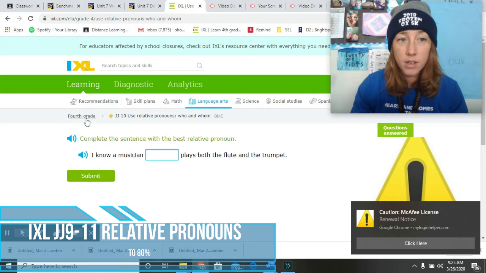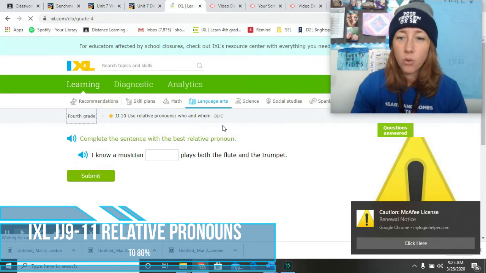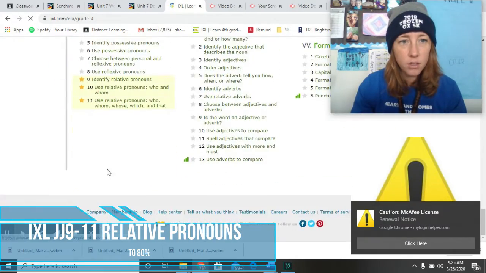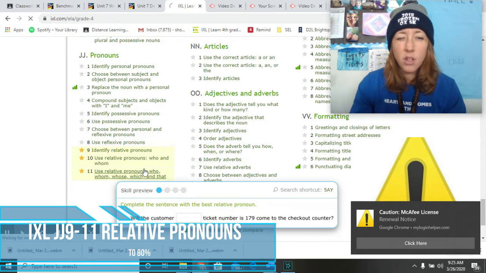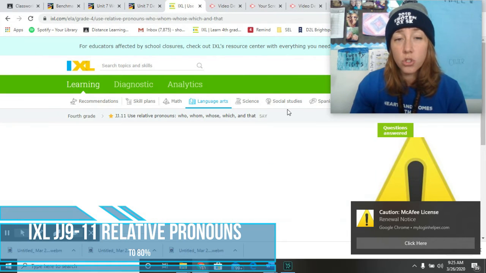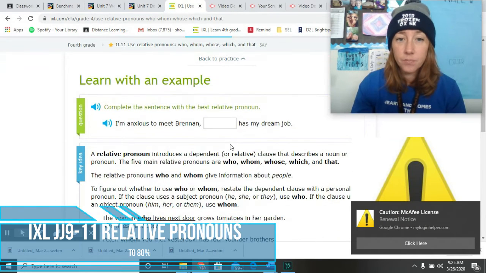So let's go back to the other one. JJ 11. This one's going to be the same thing, whom and whose, but you're also going to use which and that. Let's learn from an example again.